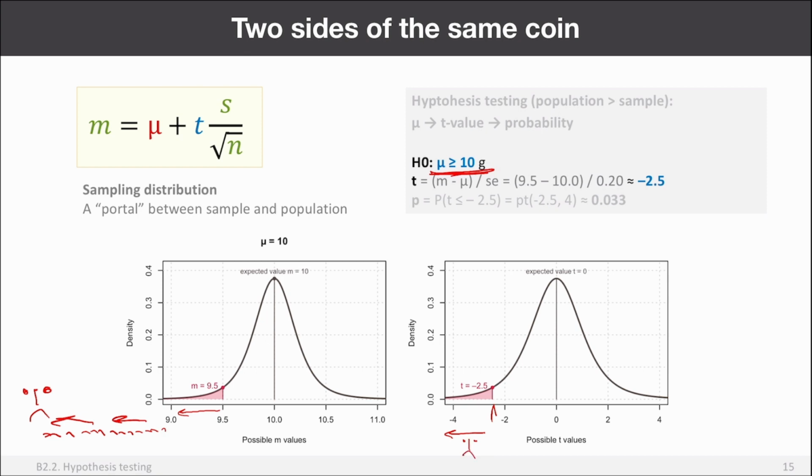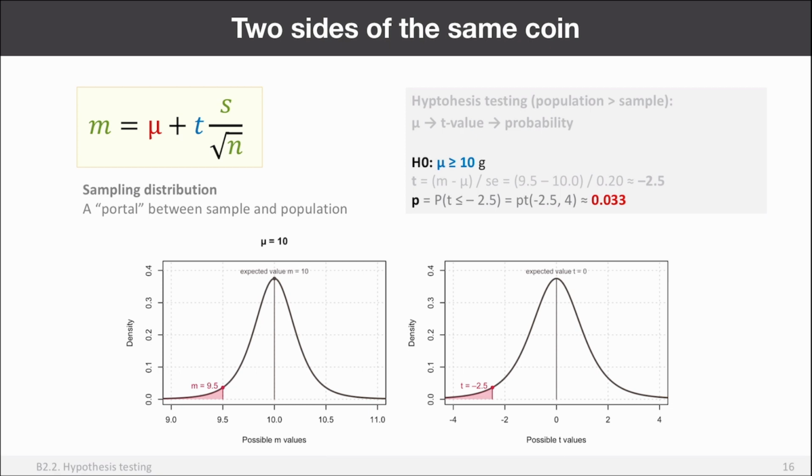And now what we need to do is compute the probability to get a sample which is either as extreme as we have or more extreme. And that's exactly this area. That's the probability, if the null hypothesis is true, to get a sample which is as extreme as our sample or more extreme. Okay. And now we can compute this probability.